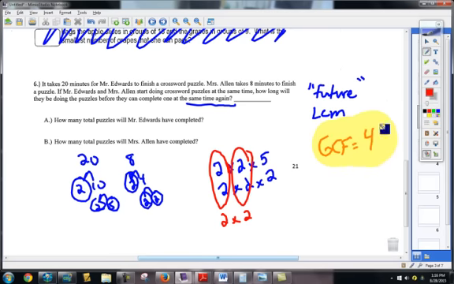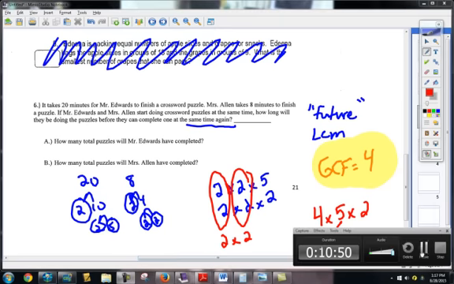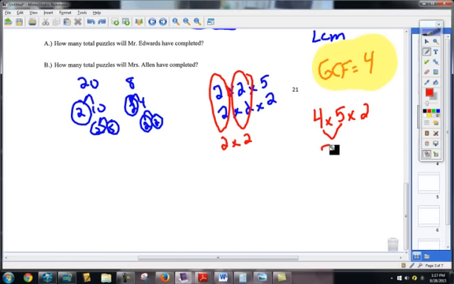Okay? Now, we got to take that greatest common factor and multiply it by whatever wasn't used. So there we go. 4 times 5 is 20. Times 2 would be 40. So that means 40 minutes into them starting to finish puzzles, they are both going to finish a puzzle at the same time. So 4 times 5 is 20, times 2, then would give us 40.